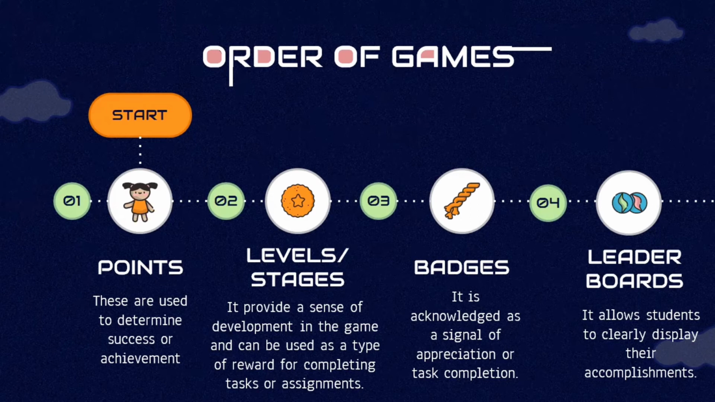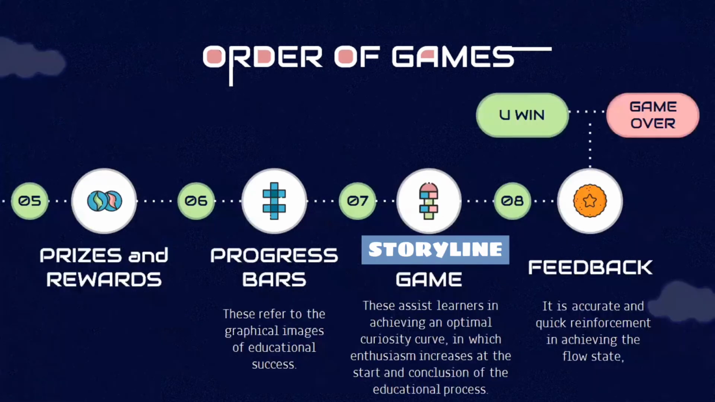It provides a sense of development in the game and can be used as a type of reward for completing tasks or assignments. Third is the badges. It is acknowledged as a signal of appreciation or task completion. Fourth, the leaderboards. It allows students to clearly display their accomplishments. Fifth, we have our prizes and rewards. Sixth, we have our progress bars.